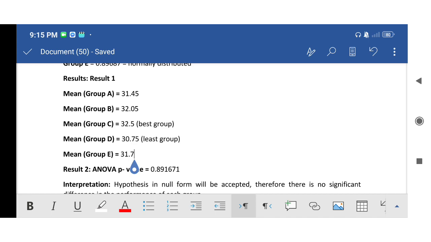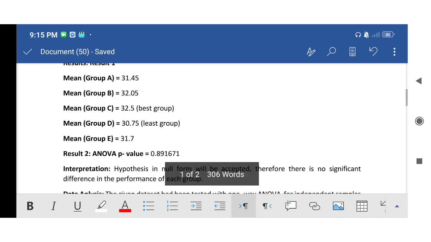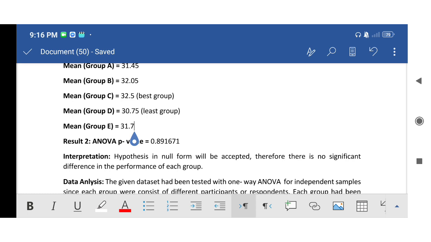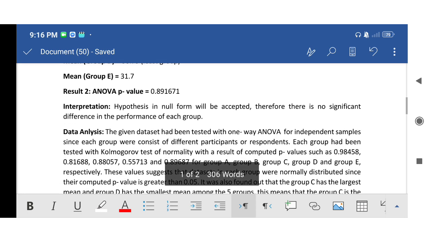Results: Result 1, the mean of group A is 31.45, the mean of group B is 32.05, the mean of group C is 32.5, the mean of group D is 30.75, and the mean of group E is 31.75. So group C is the best group and group D is the least group.